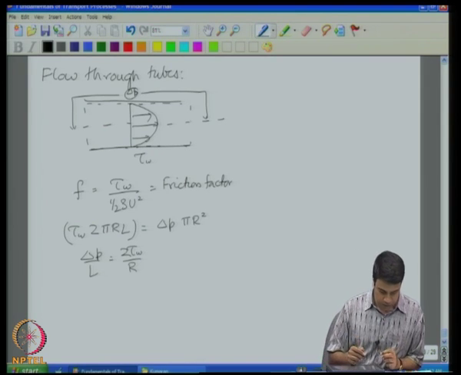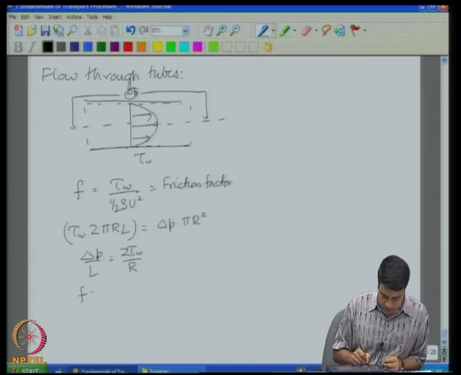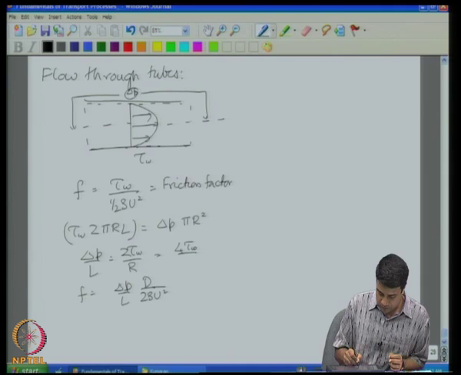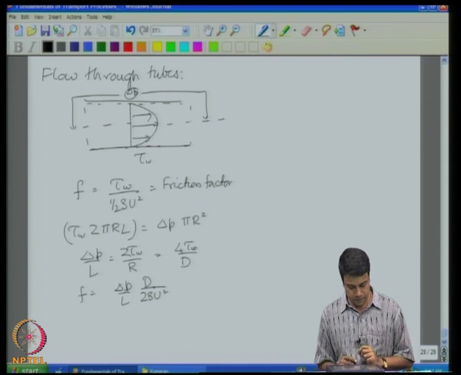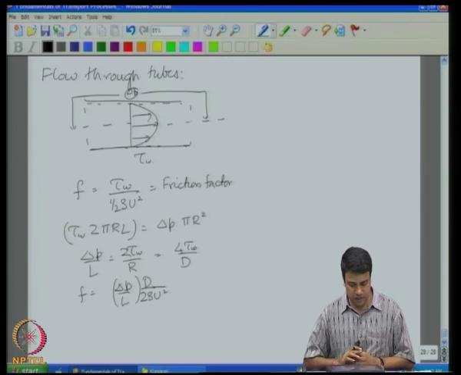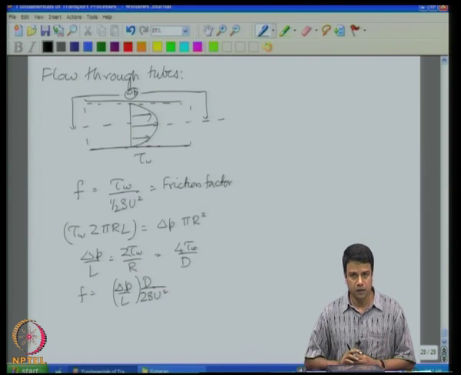Okay. And from that I will get the friction factor is equal to delta P by L times d by 2 rho u square. So, this is equal to 2 tau w by r, which is equal to 4 tau w by d. Okay. So, this is the friction factor expressed in terms of the pressure gradient. Now, what would you expect to happen?